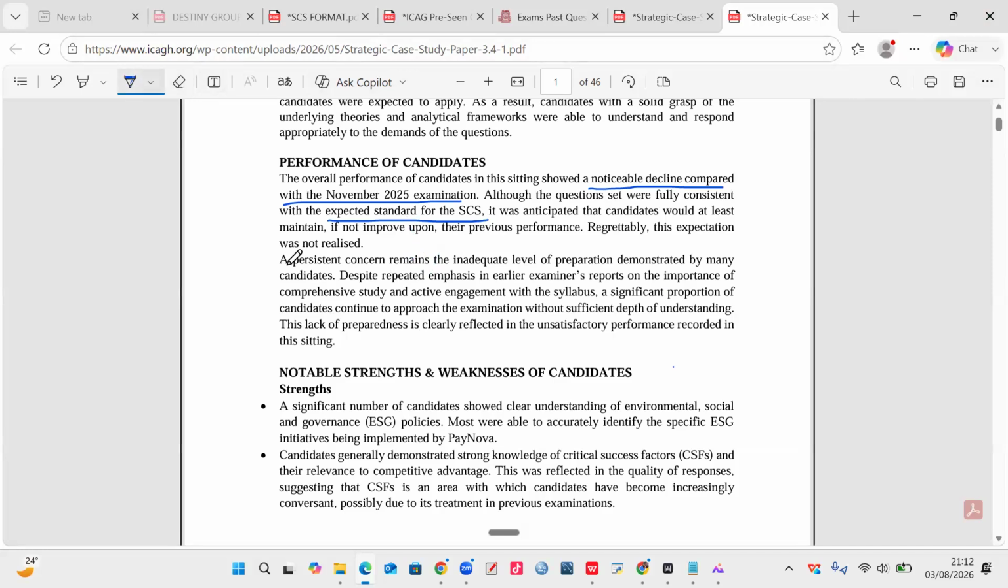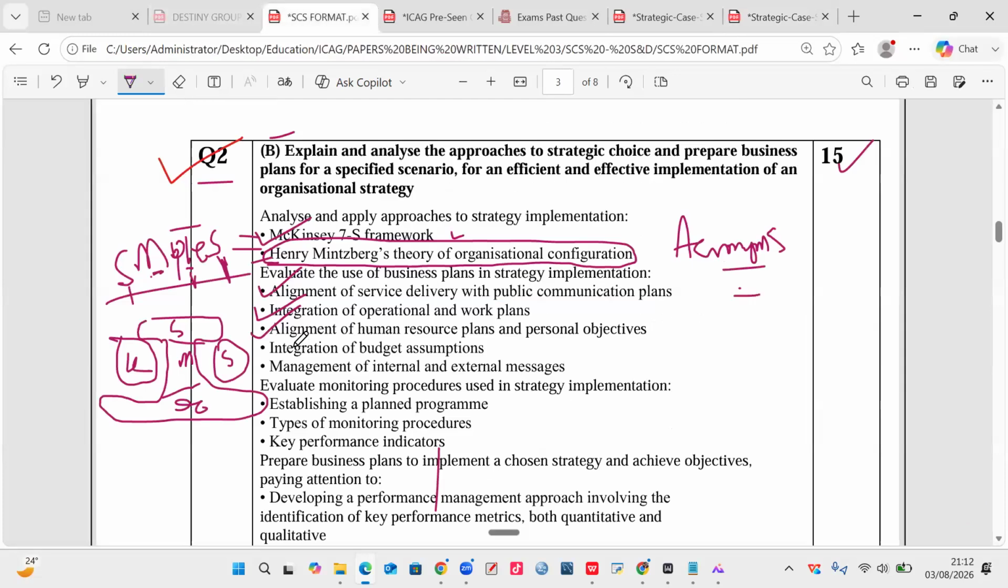Two, it says, a persistent concern remains the inadequate level of preparation demonstrated by many candidates, despite repeated emphasis in earlier examiners' reports on the importance of, please note this, comprehensive study and active engagement with the syllabus. The syllabus here is the format. If we are not getting it right, it's because we are not getting the format right. All right. And the linkage.